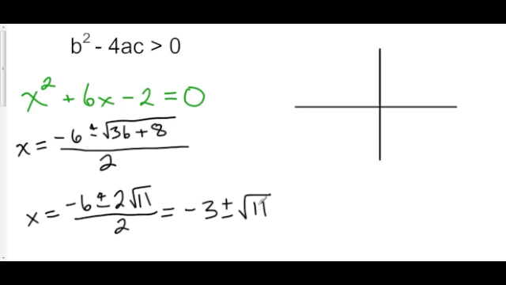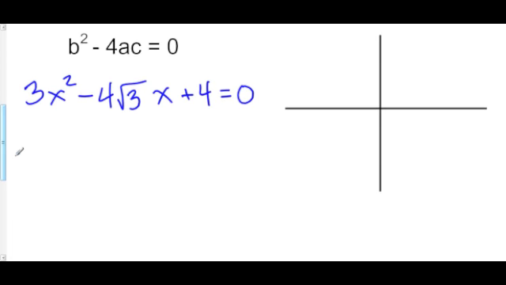Now, if you think of it this way, that the solutions of the quadratic formula are actually the roots or the x-intercepts of the parabola, what we can pretty much guess here is that this parabola crosses the x-axis twice, once at negative 3 plus root 11, and another time at negative 3 minus root 11. In other words, our parabola will look something like this, but not exactly, where it crosses the x-axis twice. Boom. This is what happens when my discriminant is positive. We get two distinct real roots.